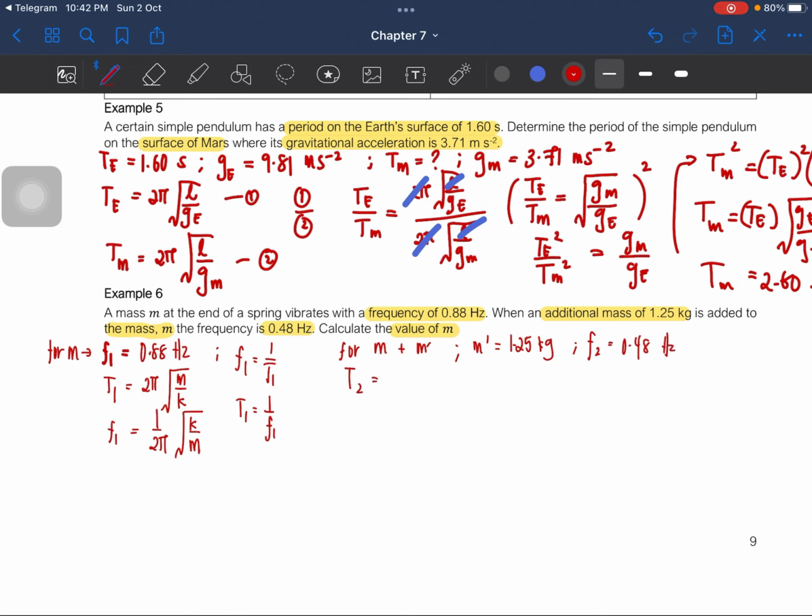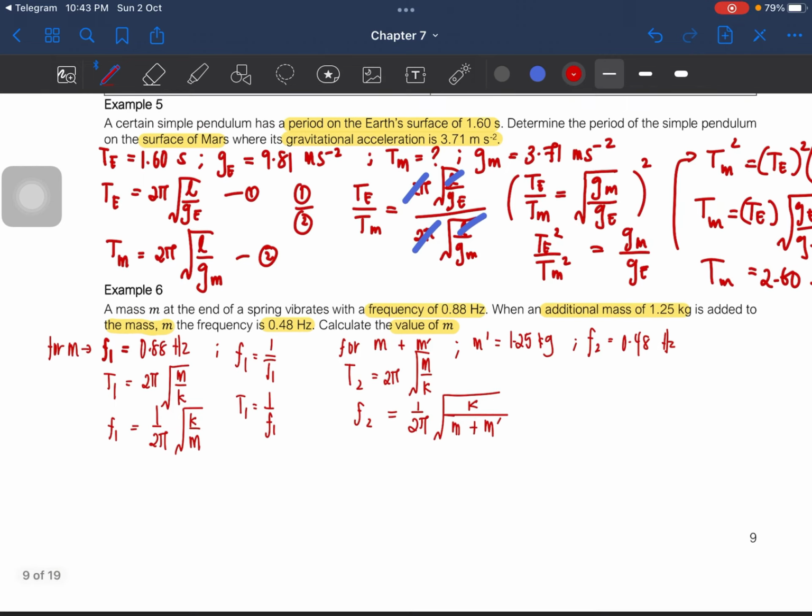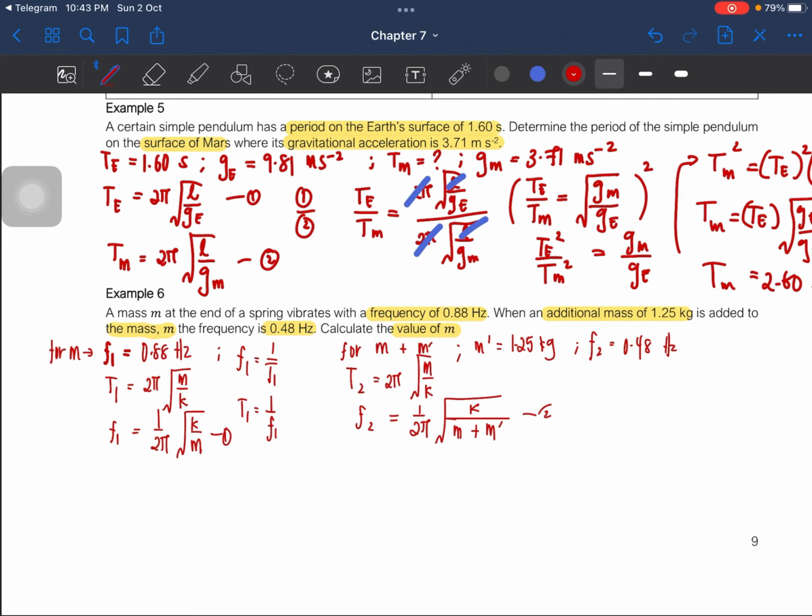So from here we get T2 equal to 2 pi square root of M over K. So from here F2 is equal to 1 over 2 pi square root of K over M plus the M apostrophe of 1.25 kilogram. This is the same thing that I've done for the first frequency. This is K. Okay, so from these two, equation 1 and equation 2, we can divide and find the ratio.